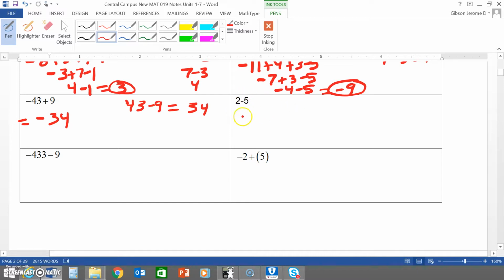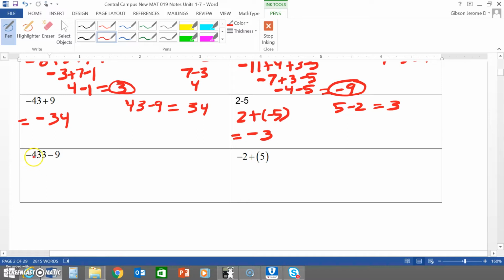Now 2 minus 5, again, that could be looked at as 2 plus a negative 5. Different signs, we will subtract. 5 minus 2 is 3. But since 5 is larger and has the negative sign, it would be negative 3.